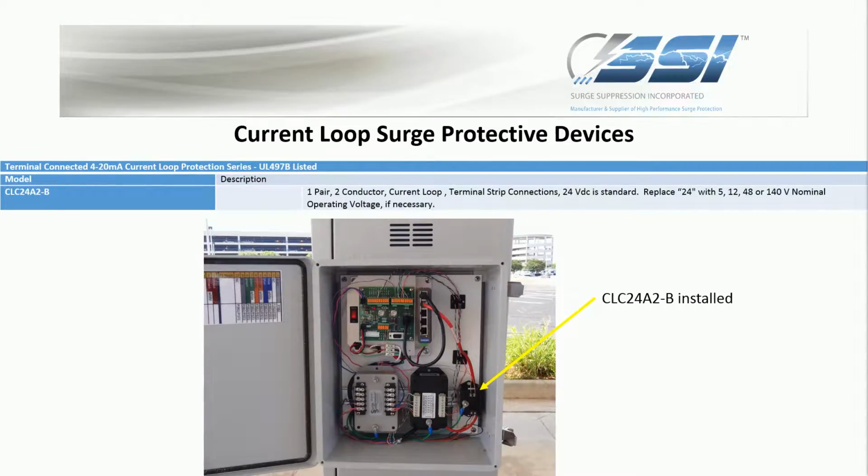In this installation, the 2 wires of the current loop are entering the cabinet from the bottom and connect to the input side at the bottom of the current loop SPD. The current loop circuit wires exit from the top terminals of the SPD and go to the protected circuit board at the top of the cabinet. The ground wire on the current loop SPD attaches to the central ground point on the cabinet.